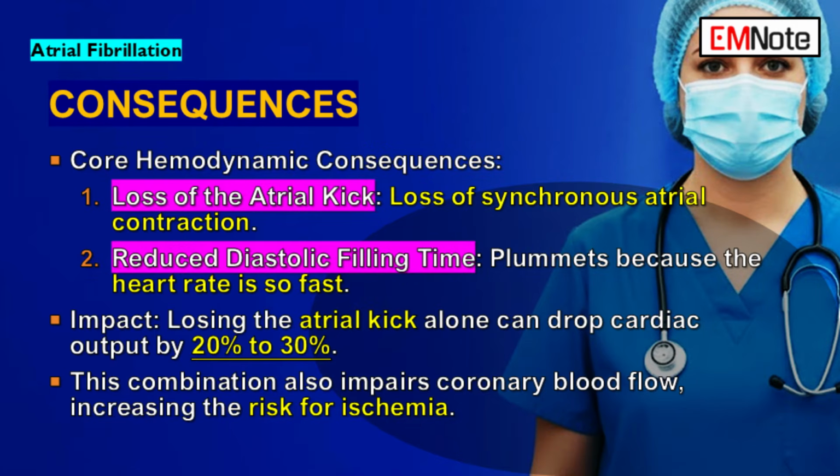And when that rhythm goes chaotic, the whole system suffers. Can you describe the core hemodynamic consequences? Yeah, there are 2 immediate effects. First, you lose that synchronous atrial contraction, what we call the atrial kick. Right. And second, the ventricular diastolic filling time just plummets because the heart rate is so fast. And losing that atrial kick, that alone can drop cardiac output by what, 20 or 30%? Easily. In some volume-sensitive patients or those with heart failure, it's a huge hit. That combination also impairs coronary blood flow, which increases the risk for ischemia.